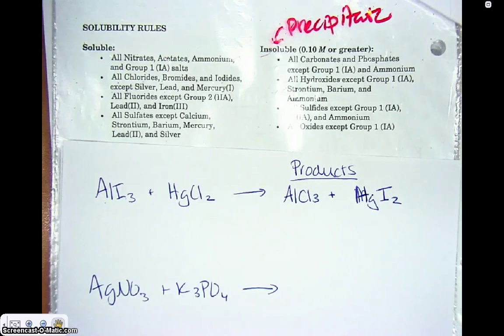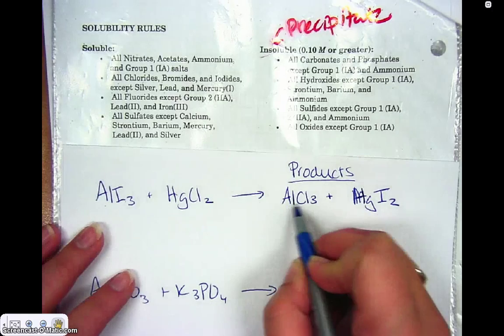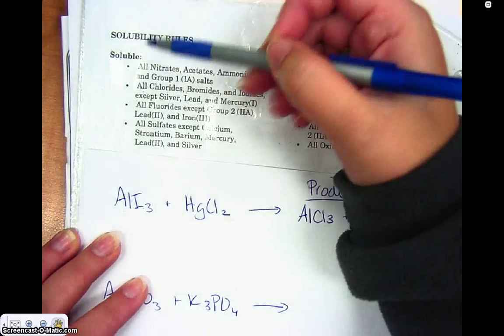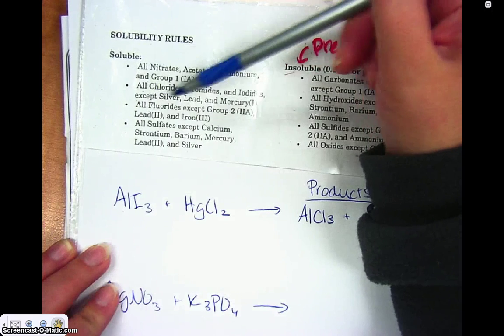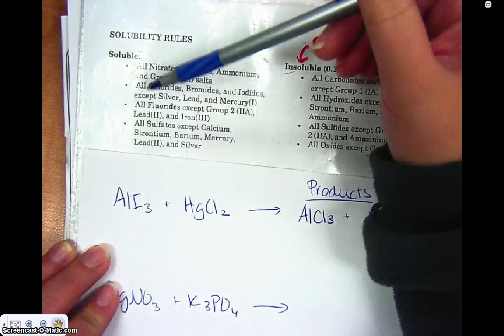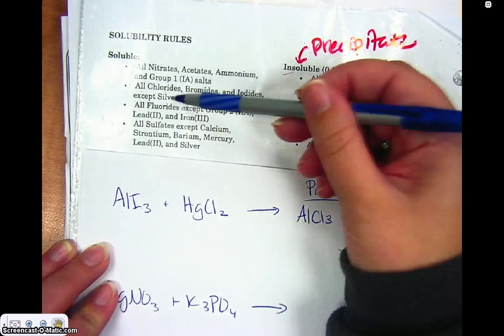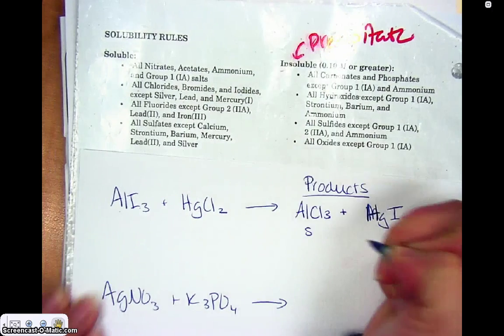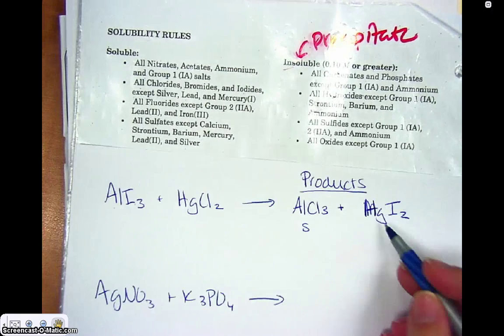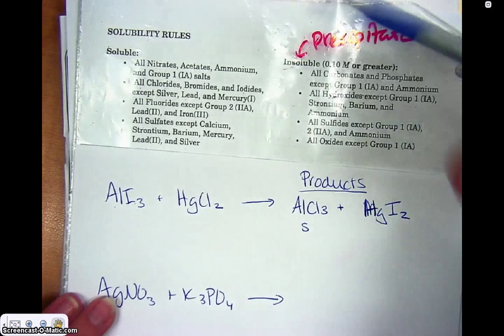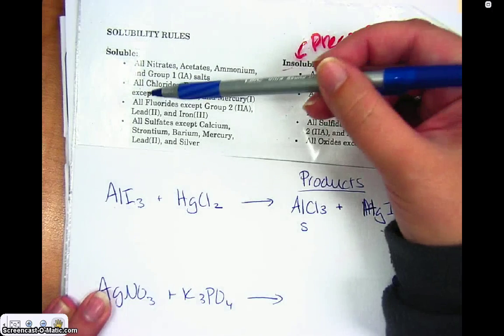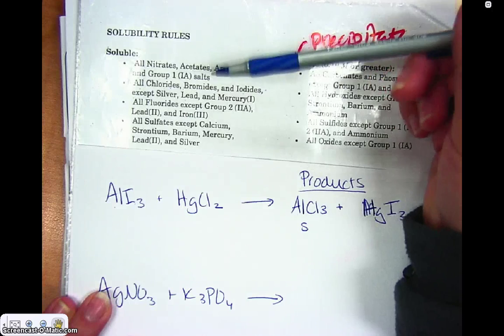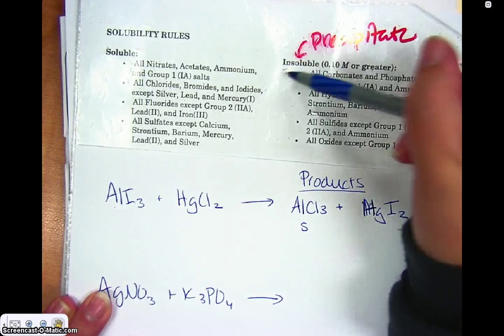So now I need to determine that one of my products is actually insoluble. Let's start with aluminum chloride. The solubility rules say that all chlorides are soluble, except ones that have silver, lead, or mercury. Aluminum is not silver, lead, or mercury, so this would be soluble. Now if I look at mercury iodide, that's in the same place here. It says all iodides are soluble except ones with silver, lead, and mercury. So that means that mercury iodide would be considered insoluble.